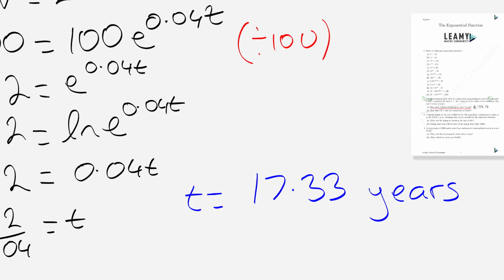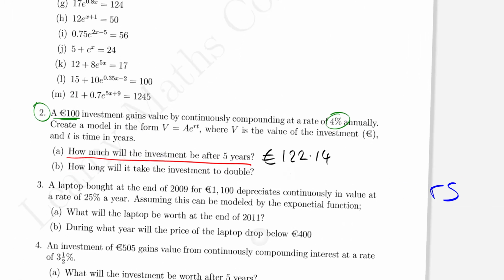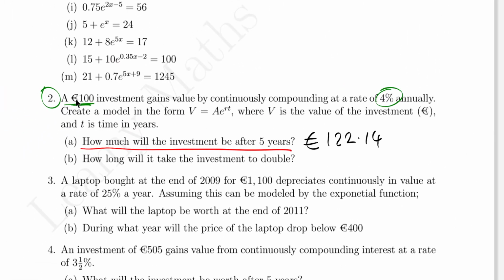So this was a fairly straightforward example because we could identify A and also identify R from the question. And we were able to instantly see that the function was going to be v equals 100 e to the 0.04t by reading the words of the question, right? Those parameters were given to us in the question. Sometimes we have to do a little bit more work to figure out our growth rate especially. So we're going to look at a more challenging example now.